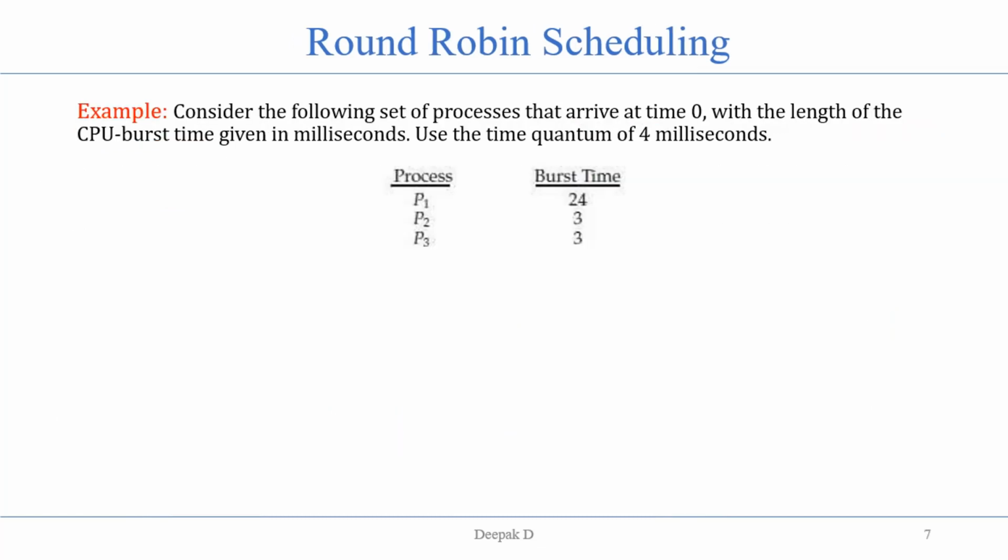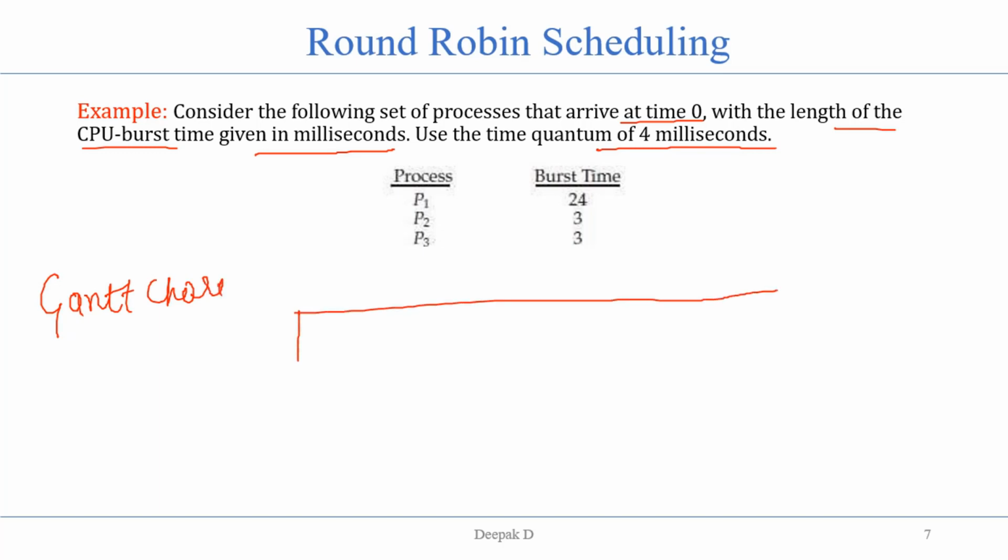So let's consider a simple example over here. What is the example here? All the processes have arrived at time 0 with the length of CPU burst time given in milliseconds, and you need to use the time quantum as 4 milliseconds. So there are 3 processes and the arrival time is very clearly 0. So you can show the Gantt chart here, you can write it like this.